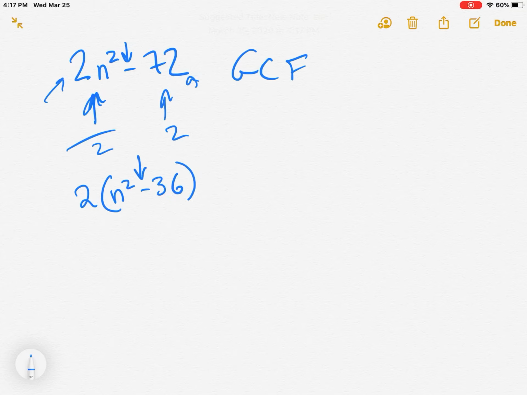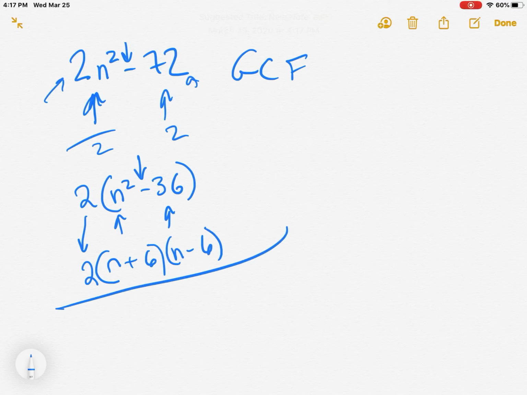Now, do I have my subtraction sign? Yep. Can I do the square root of that? Yep. Can I do the square root of that? Yep. So I take my 2, that just follows on down. Square root of n squared is n, plus the square root of 36 is 6, and then the subtraction part. There we go. That's how we do it with the greatest common factor.